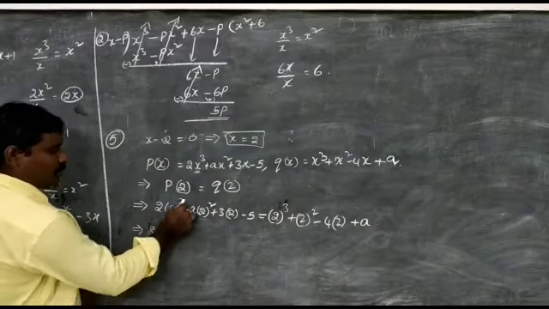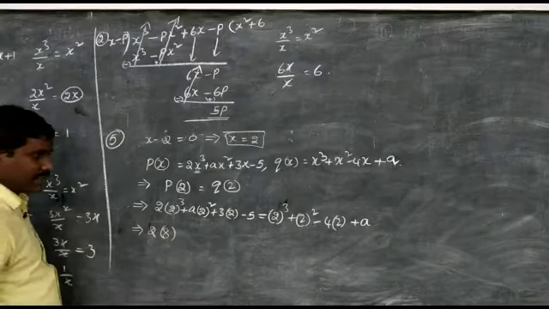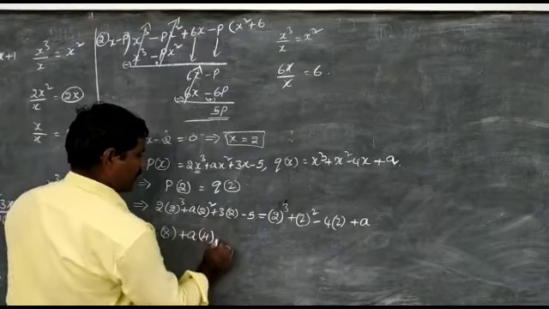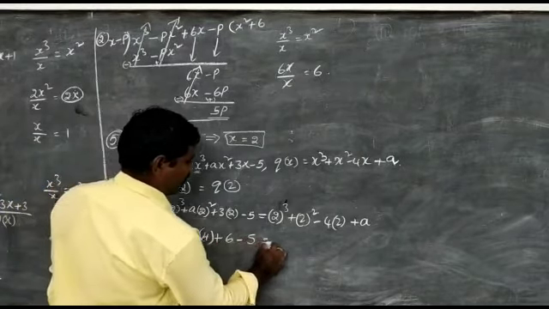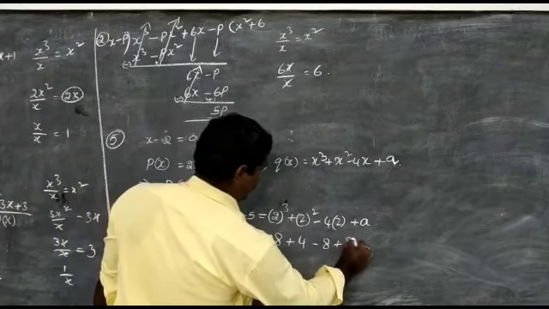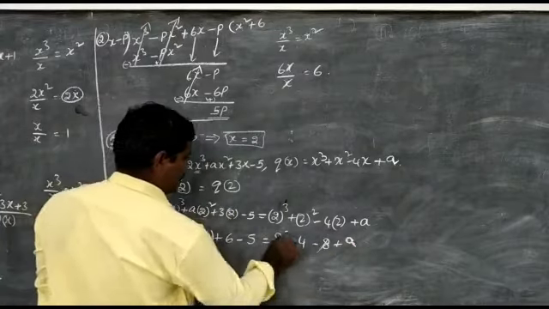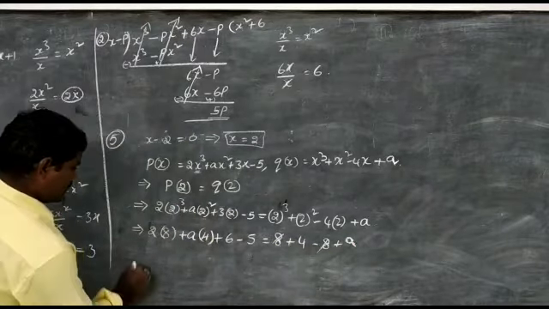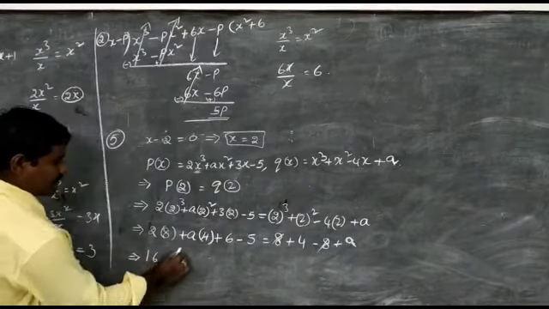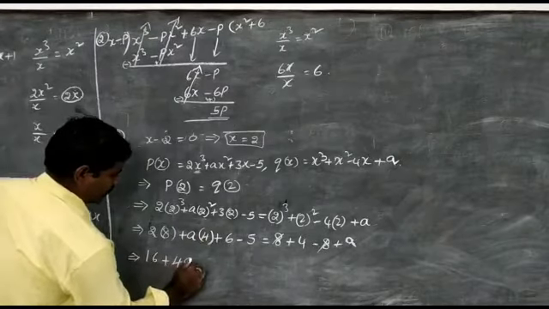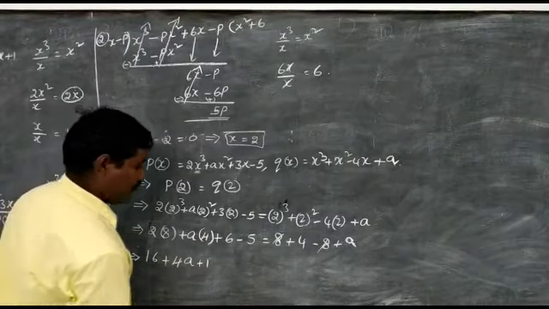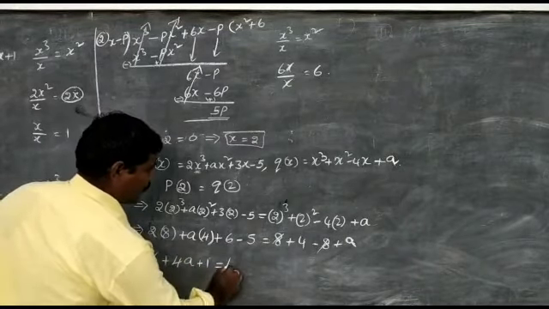Now simplify. 2 cube value is 8, plus a into 2 square, 2 square value is 4, plus 3 twos are 6 minus 5 equals 2 cube, 8, plus 4 minus 8 plus a. Minus 8 plus 8 cancelled, and simplify. Variables: 2 eights are 16 plus 8 fours are 4a, plus 6 minus 5 plus 1. 6 minus 5 plus 1 is equal to 4 plus a.